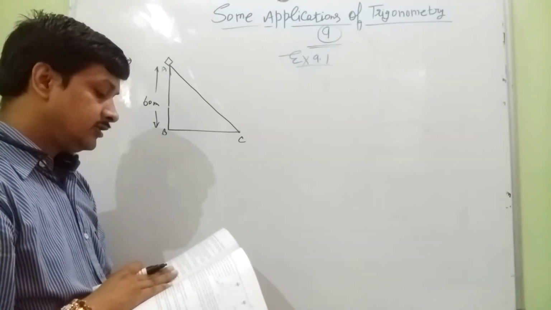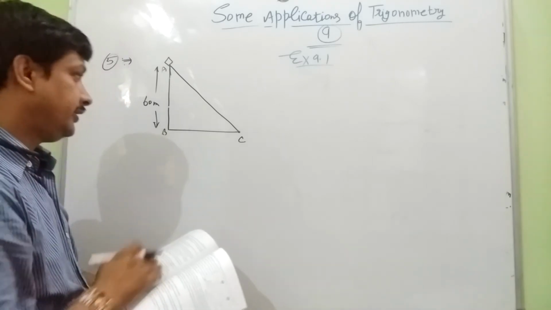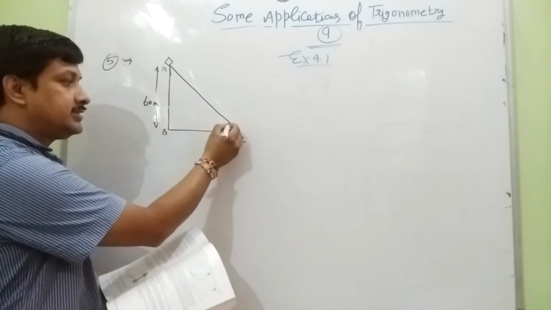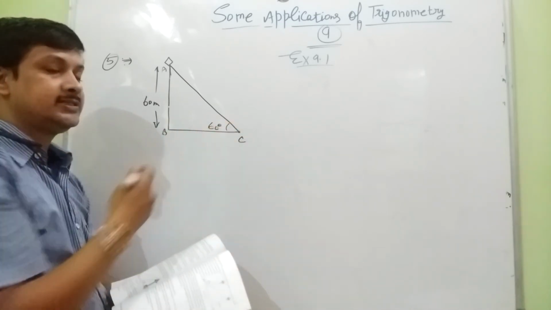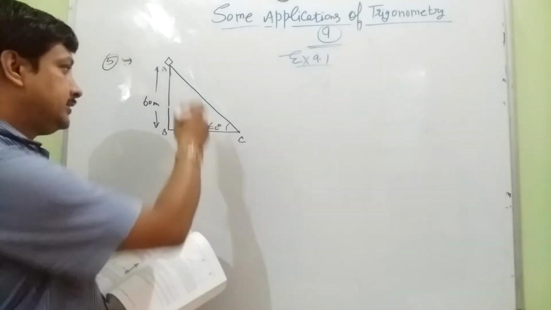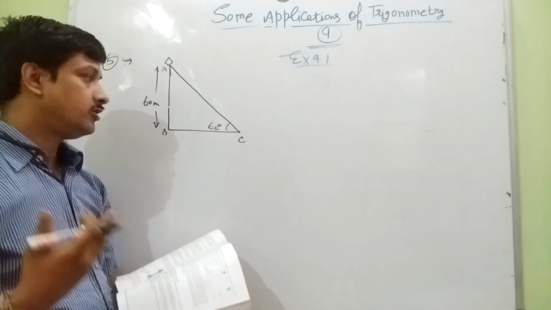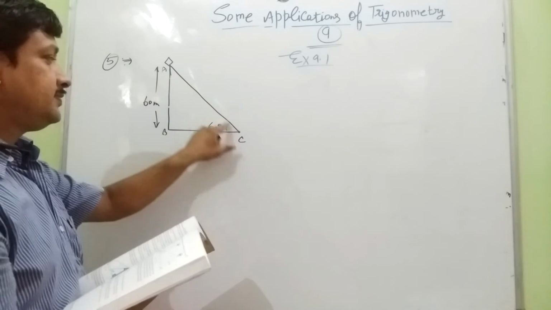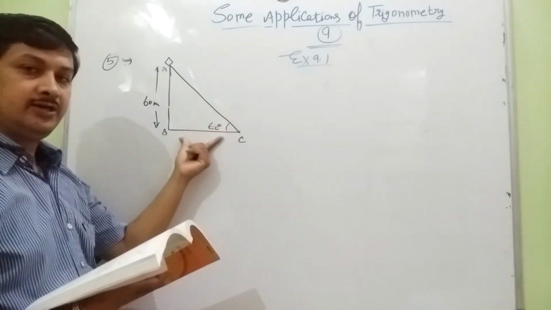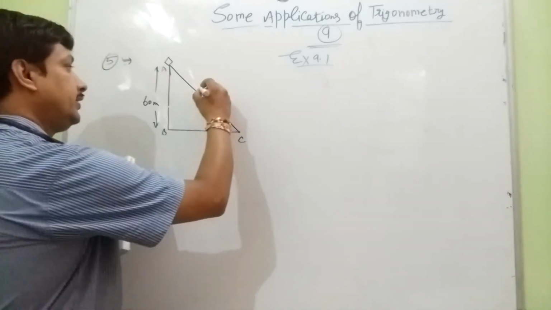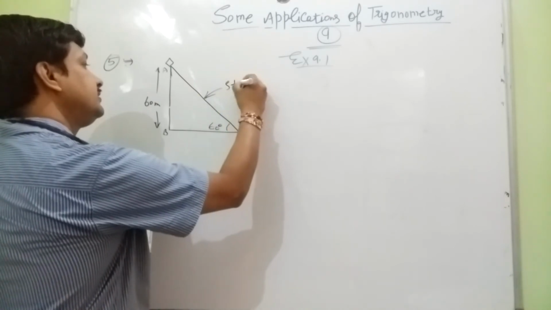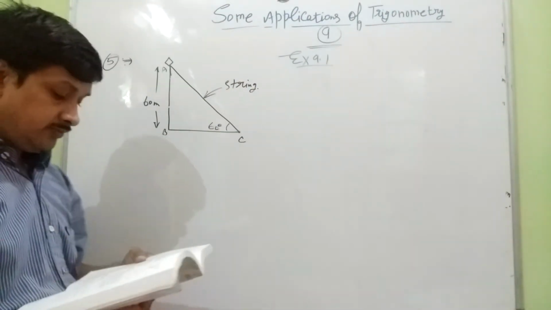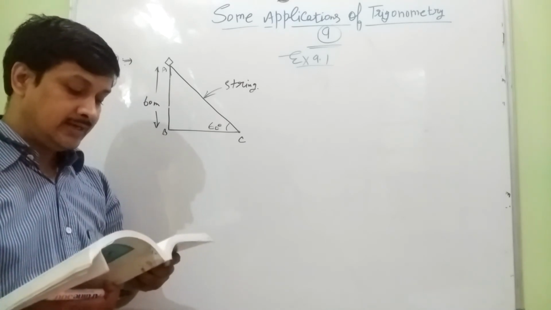The inclination of the string with the ground is 60 degrees. It is 60 degrees with the ground. This inclination means always the angle. So this is the string of the kite and it is making a 60 degree angle with the ground level. We can mention here it is the string of the kite. Okay, so what we want is to find the length of the string.